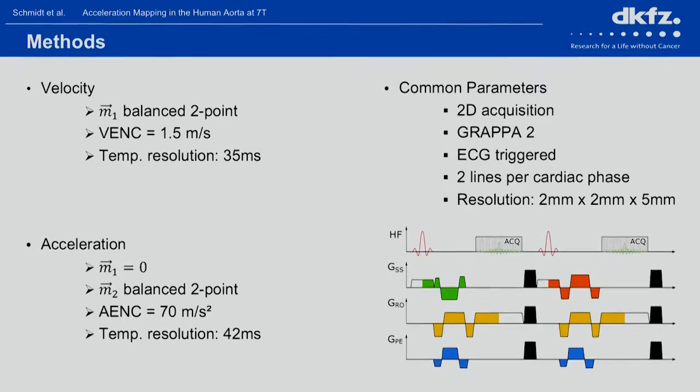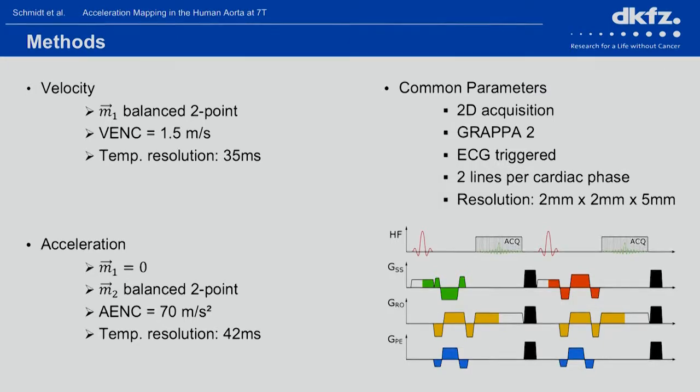In our experiments, we first acquired velocity data and did this in a balanced 2-point fashion with a velocity encoding sensitivity of 1.5 meters per second. This gave us a temporal resolution of 35 milliseconds. Due to limitations of our system, we were only able to acquire data in a single breath hold and use no navigator. That's why we could also only perform 2D acquisitions.